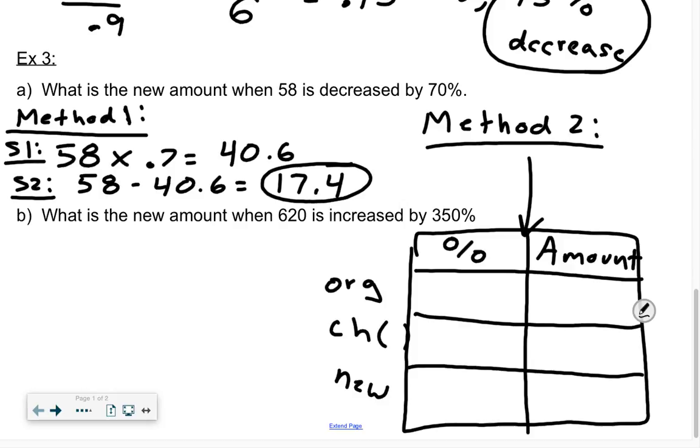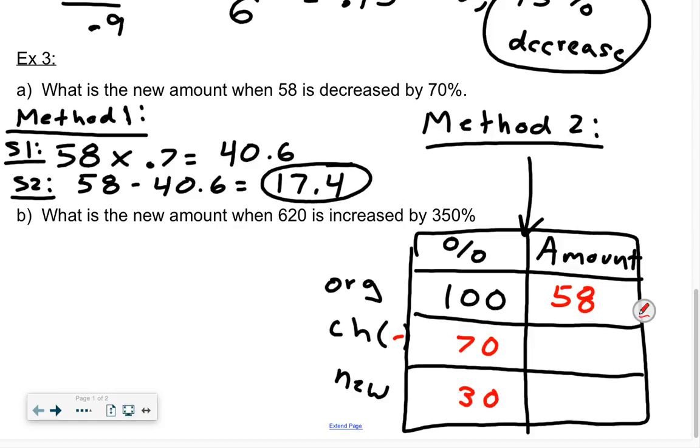What was the original percentage always going to be? 100. This is a guarantee. You will put 100 in this box every single time. And now we fill in the other pieces that they give us. They gave us the 58, which is that the original, change, or new amount? Original. That's your beginning amount. Very good. 70%. Change or new? Change. So what's our new amount?